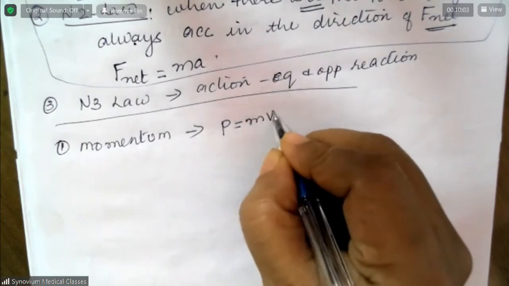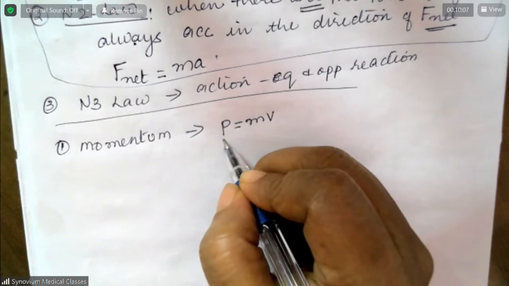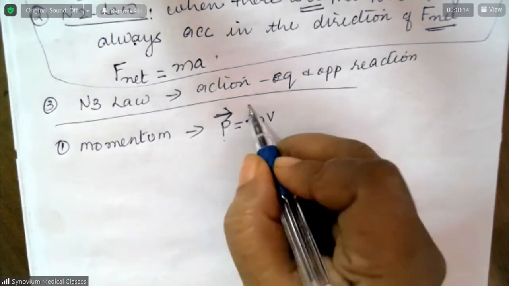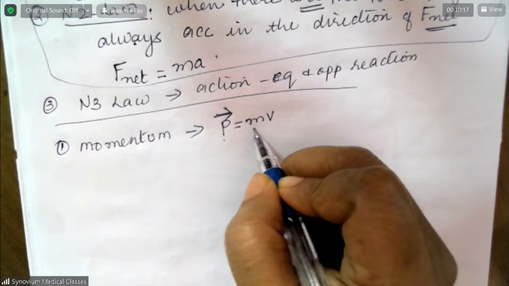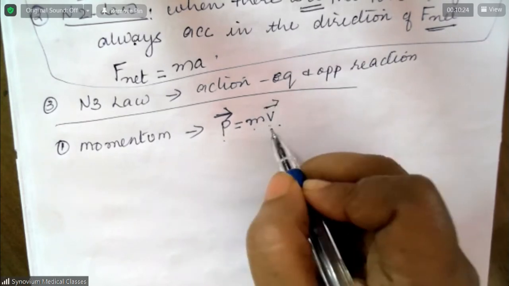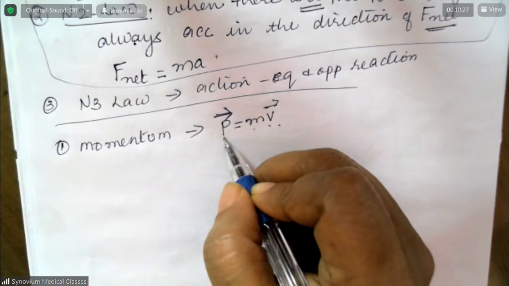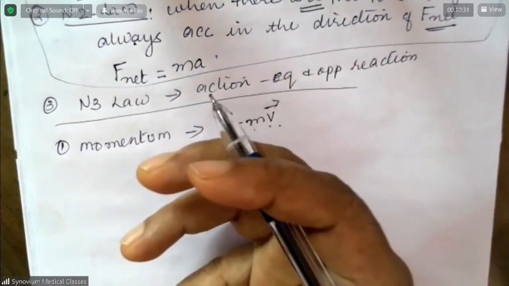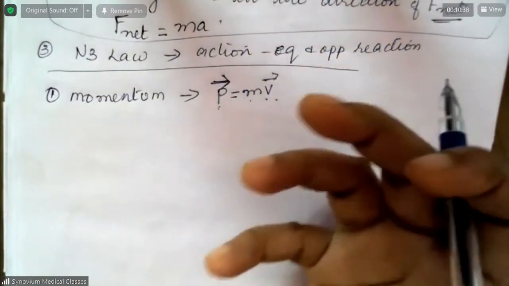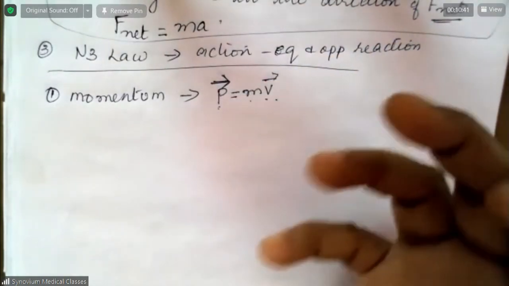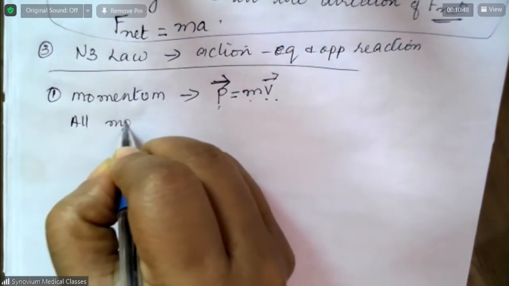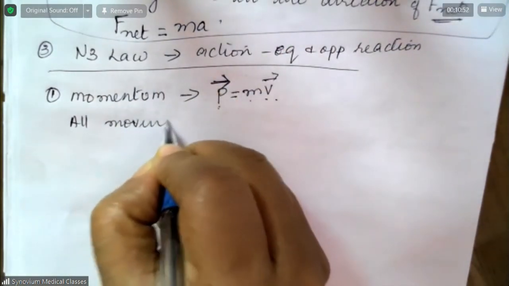Mass into velocity. Is momentum a scalar or vector? Vector. Any vector, I will represent by an arrow or a bar. Is mass a vector? No. Velocity is a vector. So since velocity is a vector, momentum is a vector. What do you understand when you hear the term momentum? A moving object has some sort of momentum. Momentum means some form of energy which the moving object has. All moving objects have momentum. Momentum is a property of moving objects only.